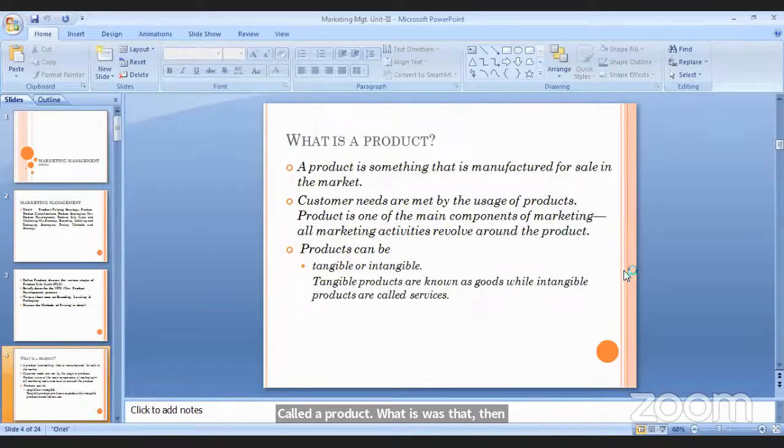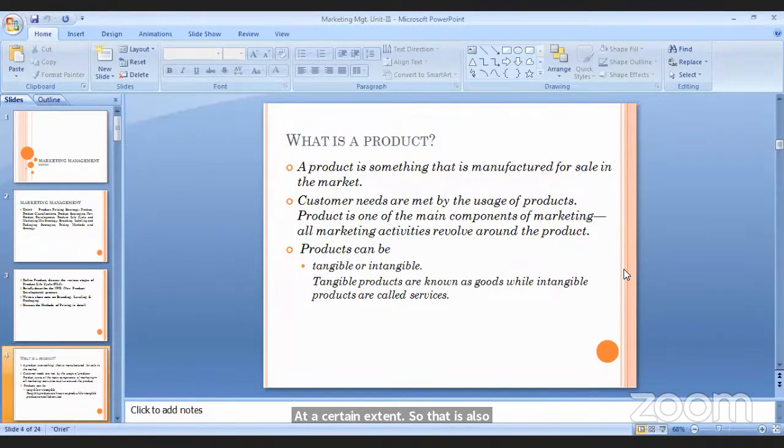Then we say that a product is comprised of different kinds of components, and these particular components try to understand the marketing activities and try to resolve the customer's demand or need to a certain extent. So that is also a product.